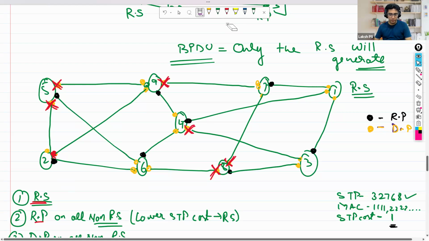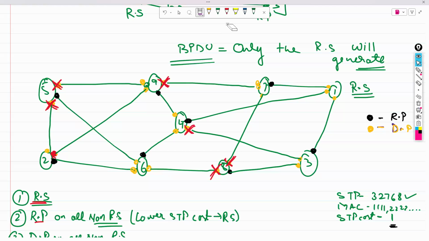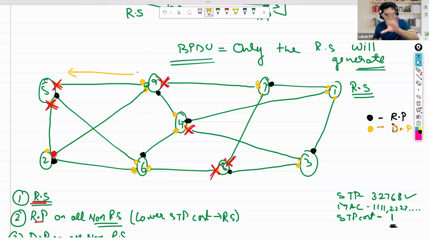Clear? Okay. Suppose we connected nine switches initially, 1, 2, 3, 4 till 9. Immediately they will start sending BPDUs. So 9 will send to the left side to 5, to 4, to 2, and to 7. And 7 will also send left, right, and down to 8.